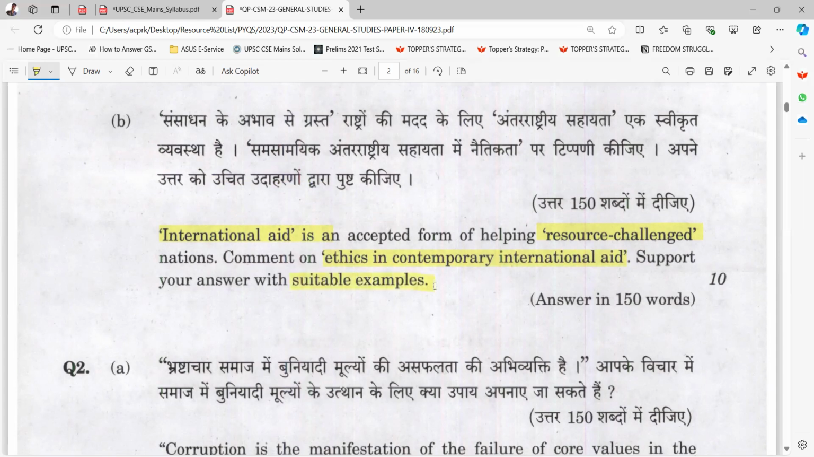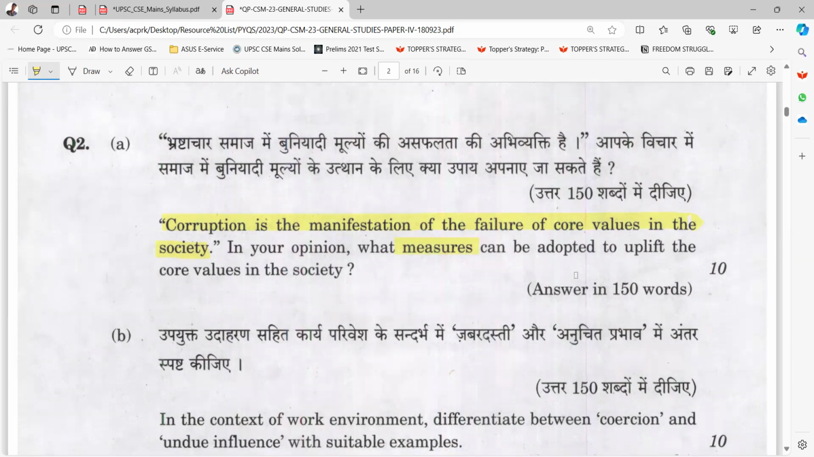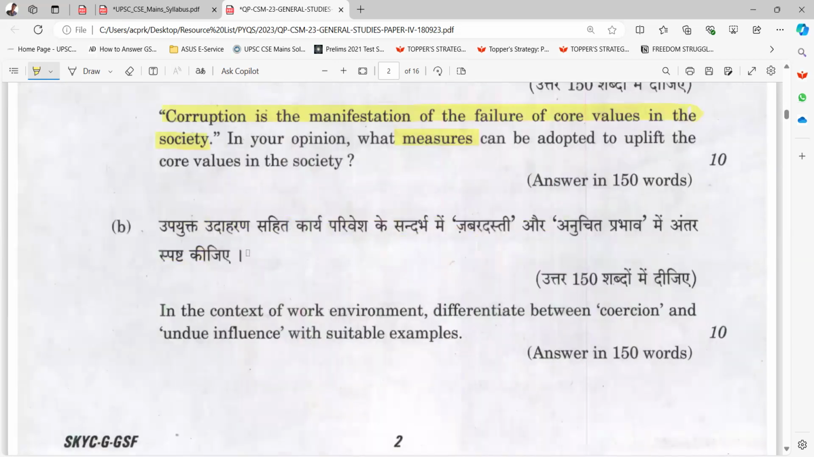Second question, 2A. Corruption is the manifestation of the failure of core values in the society. In your opinion, what measures can be adopted to uplift the core values in the society? Answer in 150 words. 2B. In the context of work environment, differentiate between coercion and undue influence with suitable examples.